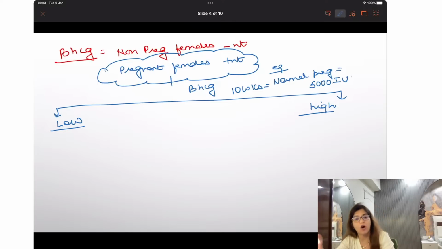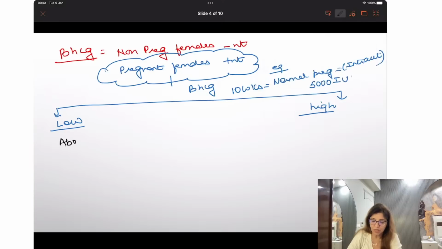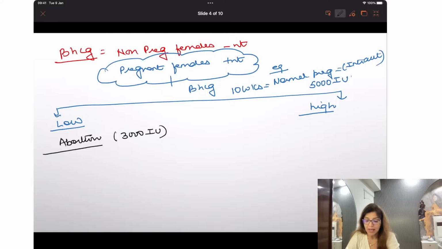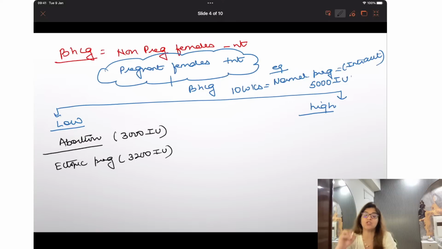तो एक 10 वीक्स नॉर्मल इंट्रा यूट्राइन प्रेग्नेंट फीमेल में Beta-HCG 5000 होते हैं. तो इन केस ऑफ अबॉर्शन, अगर फीमेल में अबॉर्शन हो रहा है तो Beta-HCG के लेवल्स लेस मिलेंगे, फॉर एग्जाम्पल 3000 मिल जाएंगे, राइट? एक्टोपिक प्रेगनेंसी में भी लेवल्स लेस मिलेंगे, फॉर एग्जाम्पल 3200 मिल जाएंगे, राइट? इन कंपैरिजन टू नॉर्मल प्रेगनेंसी, अबॉर्शन एंड एक्टोपिक प्रेगनेंसी में Beta-HCG के लेवल्स लो होते हैं.